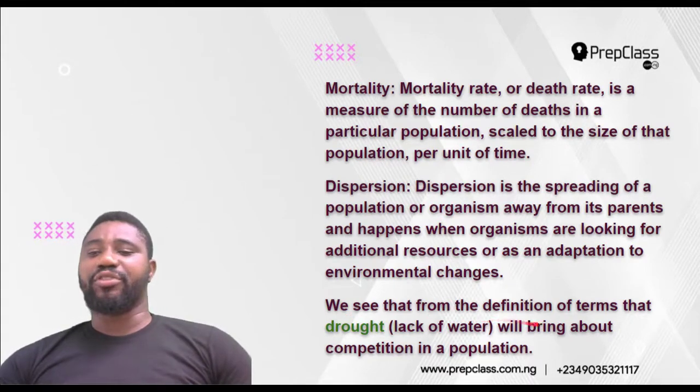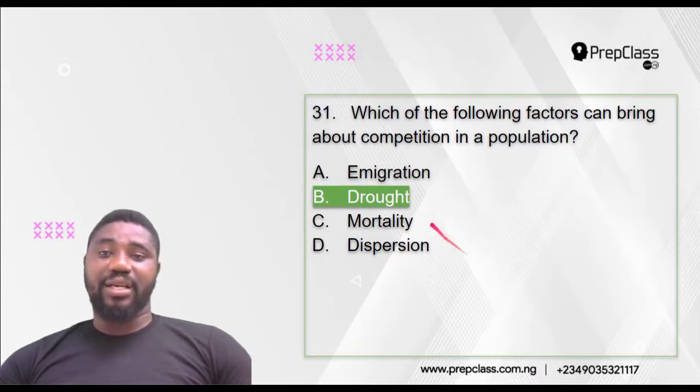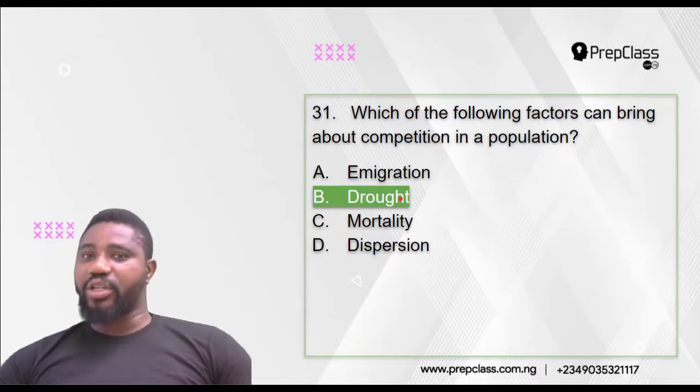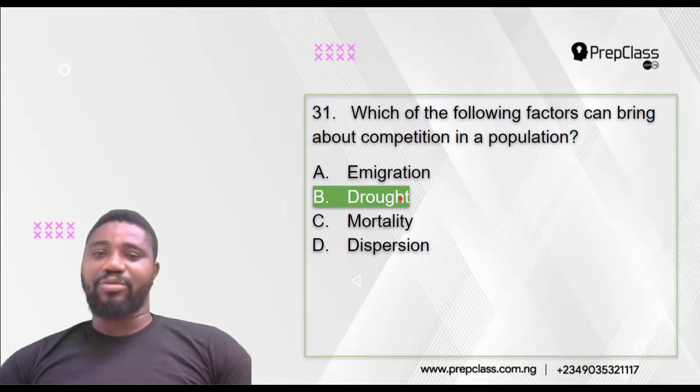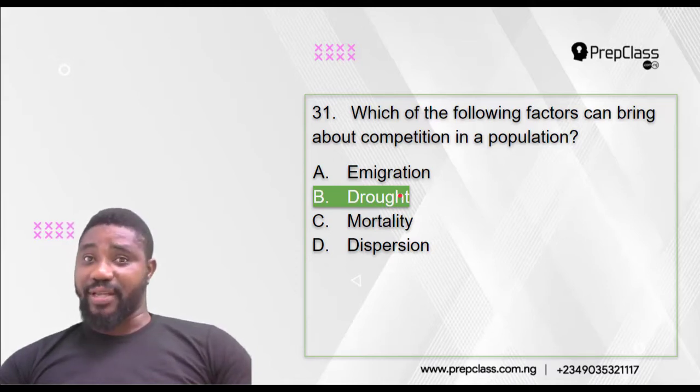So we see from the definition of each of those terms that drought, which is lack of water, will bring about competition in a population. Because of that, the best choice for this question is option B, which is drought. I believe you understand how I analyzed this till we got to the answer.